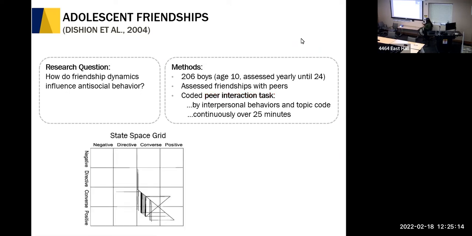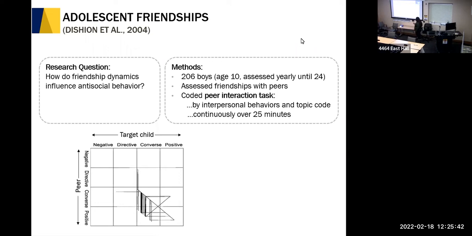And what he did was he coded these on what's called a state-space grid, which sort of represents the behaviors between a target child and a peer over these 25 minutes. And you can see here that this dyad, this target child and their peer, have a pretty centralized or localized behavior interplay over time. They're mostly positive interactions or mostly conversational interactions.